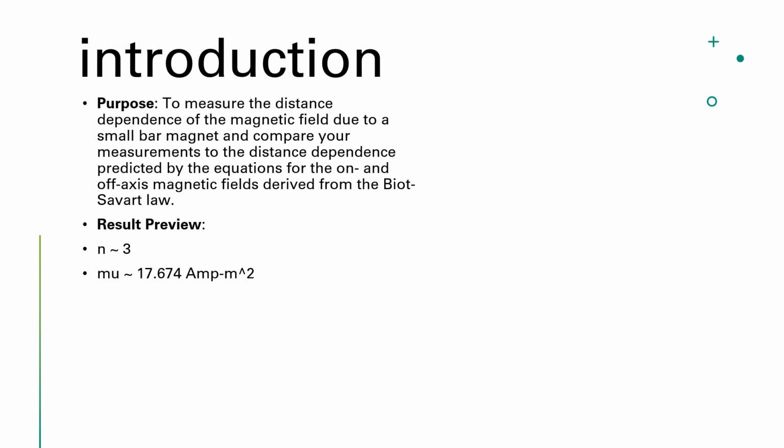The purpose of this lab is to measure the distance dependence of the magnetic field due to a small bar magnet and compare my measurements to the distance dependence predicted by the equations for the on and off axis magnetic fields derived from the Biot-Savart law. A quick result preview: I found the exponent of the r that the dependence is based on to be 3, which lines up with the Biot-Savart law. I also found the dipole magnetic moment to be around 17.6 amp meters squared.